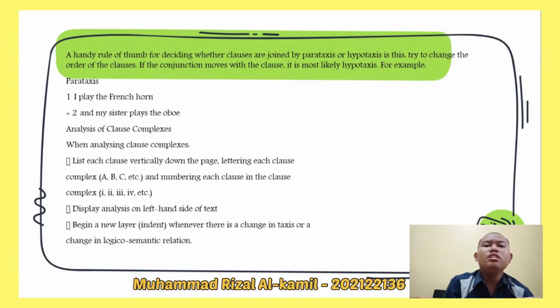A handy rule of thumb for deciding whether clauses are joined by parataxis or hypotaxis is to try to change the order of the clauses. If the conjunction moves with the clause, it is most likely hypotaxis. For example, parataxis: I play French horn, and my sister plays oboe.